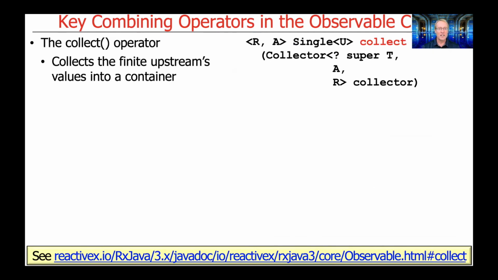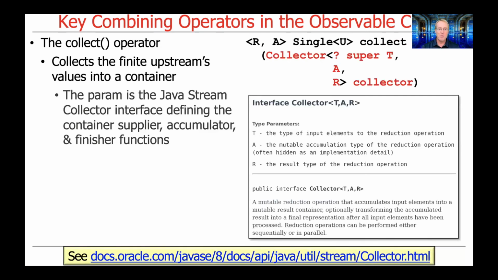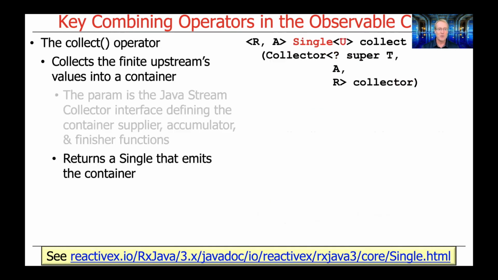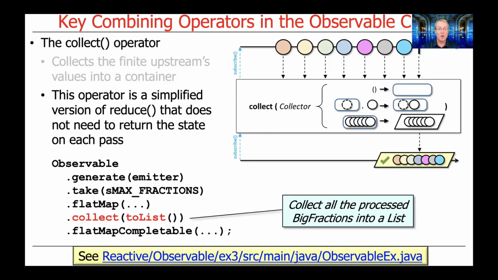Finally, we're going to take a look at the collect operator. This operator collects the finite upstream's values into a container. And the parameter that's passed in here is actually the Java stream Collector interface, which is used to define supplier, accumulator, and finisher functions. Collect returns a single that emits the container that's been collected into. This operator can also be thought of as a simplified variant of reduce that doesn't need to pass the state on each pass. So essentially, you can see here we have a very similar example to what we had before.